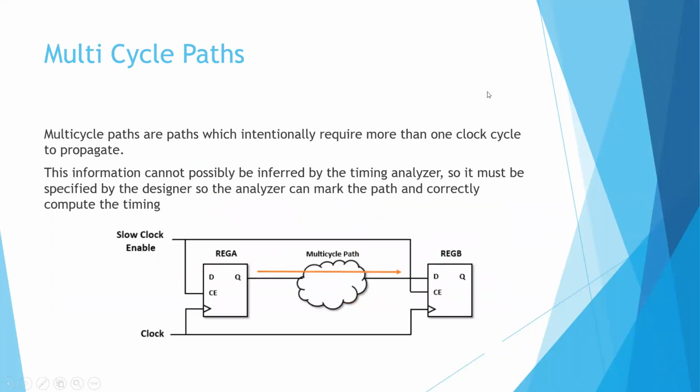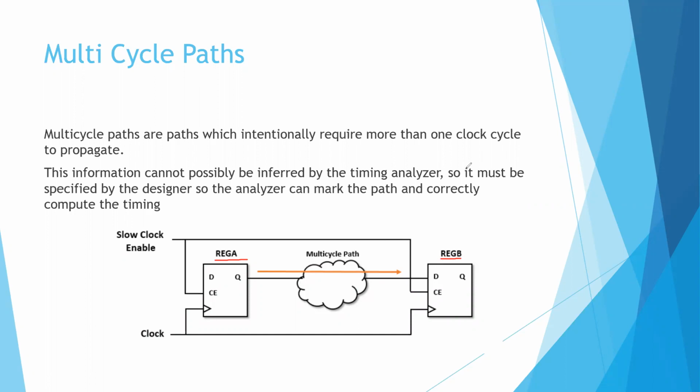Next comes the multi-cycle paths. Multi-cycle paths are the paths which intentionally require more than one clock cycle to propagate. This information cannot possibly be inferred by the timing analyzer. So the designer has to specify the path, and he has to mention the timing, compute the timing also. Like you can see in the figure given below. You can see here there is a register A and a register B. Between these two, you have some combinational circuit and it takes a multi-cycle path. This is our multi-cycle path from register A to register B.